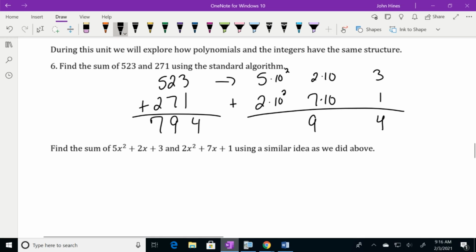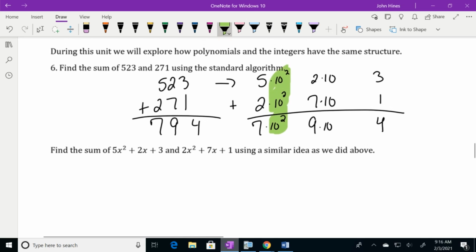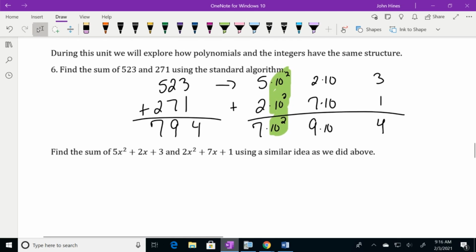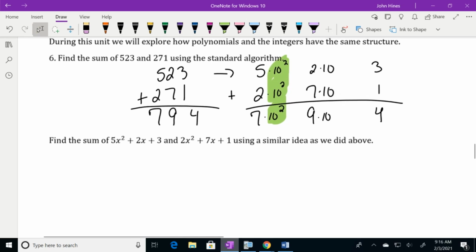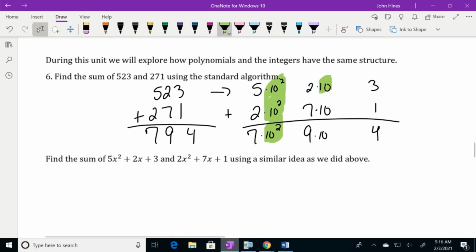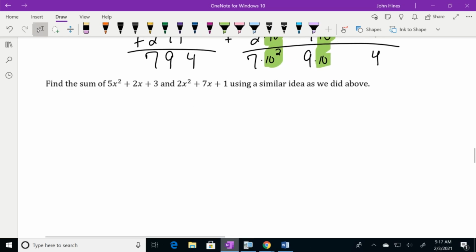4, 9, 7. Notice, did I add those exponents? I didn't. I have 5 hundreds plus 2 hundreds gives me 7 hundreds. I have 2 tens plus 7 tens gives me 9 tens. So we don't touch the powers when we add. When we add polynomials, we just deal with the coefficients. When we find the sum, no exponents change. No exponents, we just play with the coefficients.